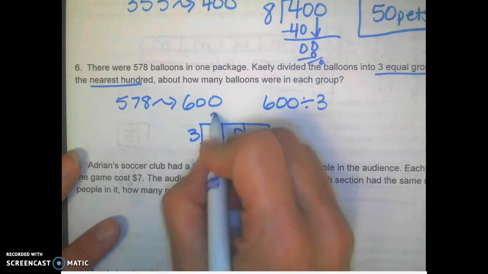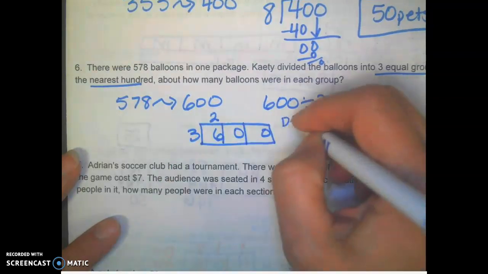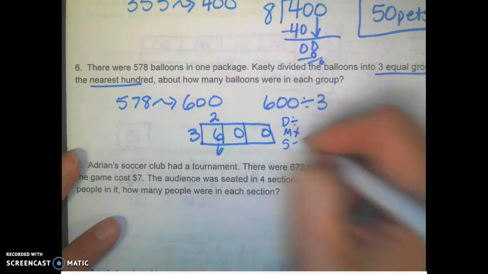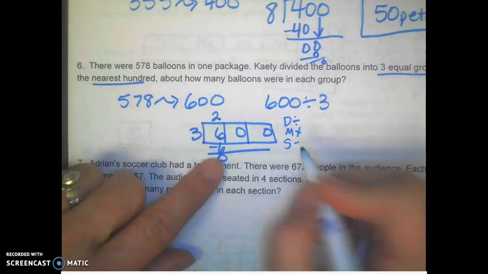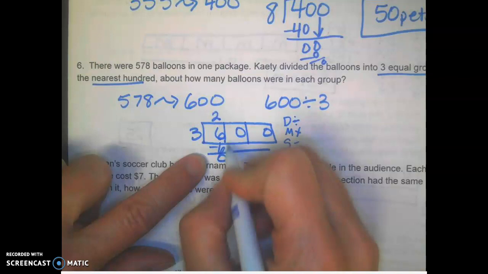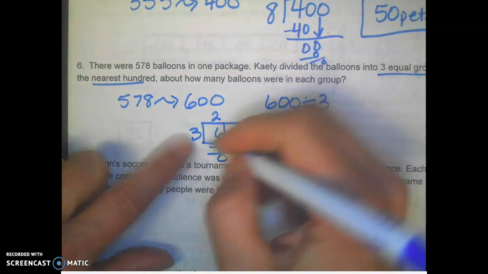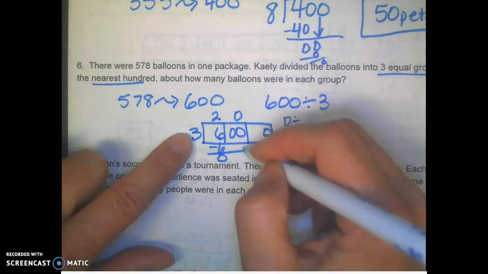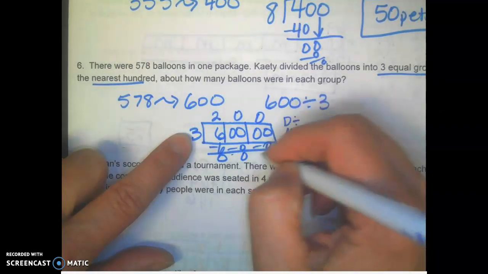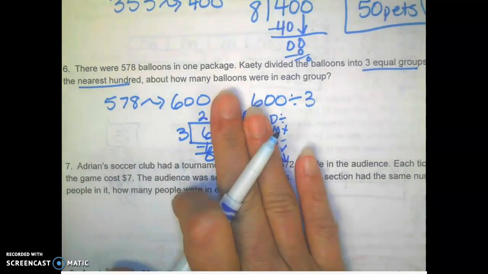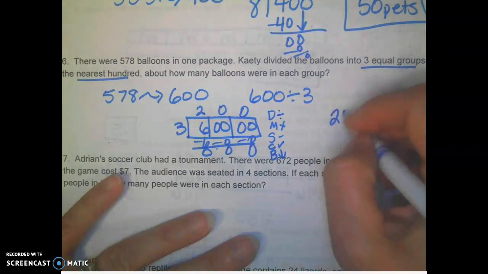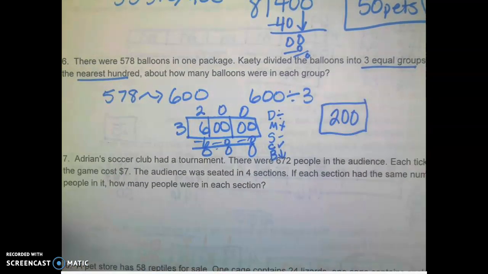3 goes into 6 2 times. That's your divide. Then your next step is to multiply. 2 times 3 is 6. Your next step is to subtract. And then check. 0 is smaller than 3. And then you're going to bring it down or over. So then you have 0. Well, 3 goes into 0 times. And then you do that one more time. And if you know that 3 goes into 6 2 times, you can probably remember that 3 goes into 600 200 times. So there are about 200 balloons in each group.